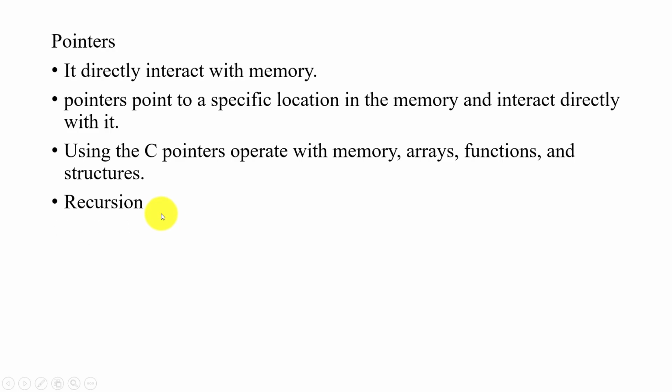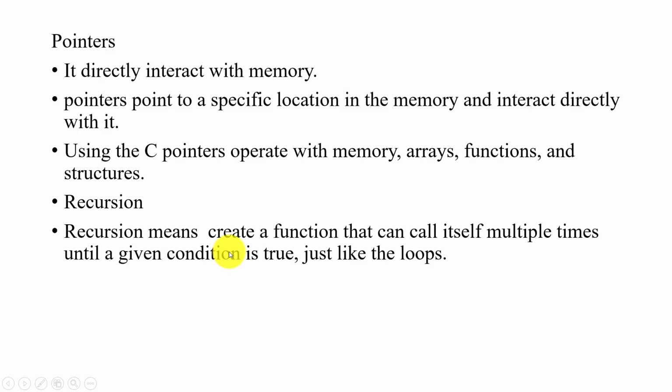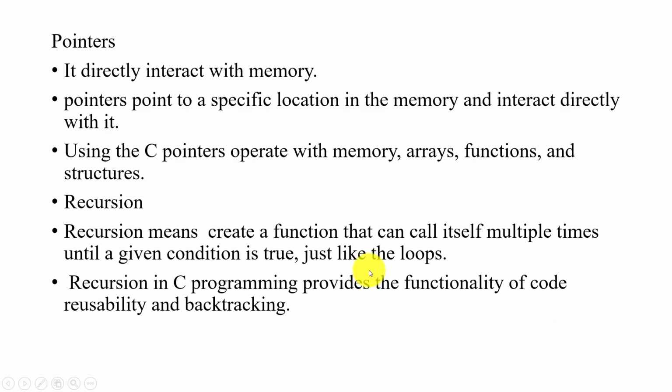The next feature of C programming is recursion. What is recursion? Recursion means creating a function that calls itself. One function can be called multiple times until the given condition is true, so it acts like a loop. When we call the same function from within itself, the feature is called recursion. Why do we use recursion? It provides code reusability and backtracking. In a program or any application, for example a gaming application, when we need reusability or backtracking, that's when we use recursion.